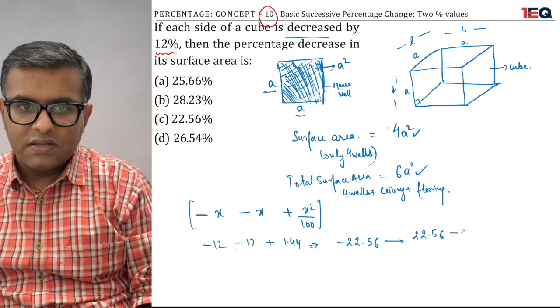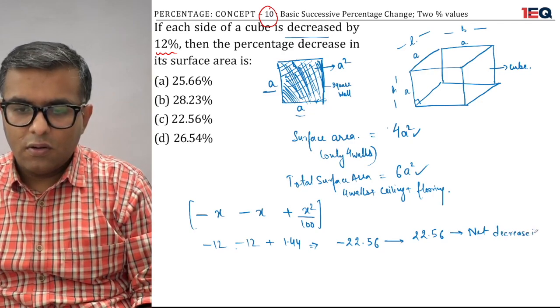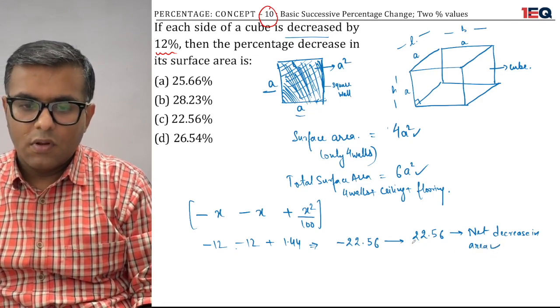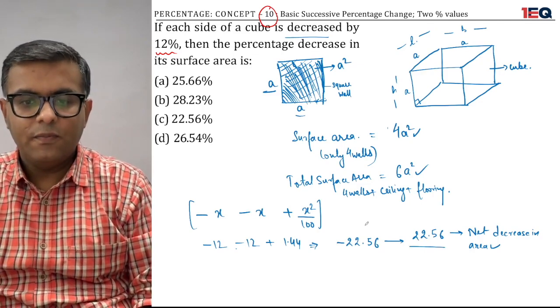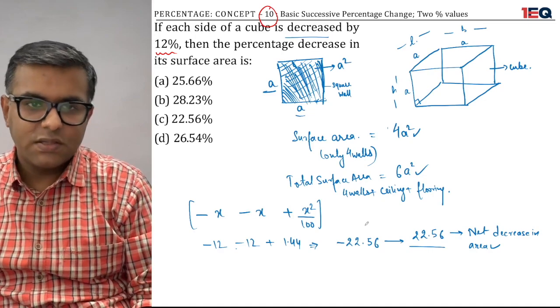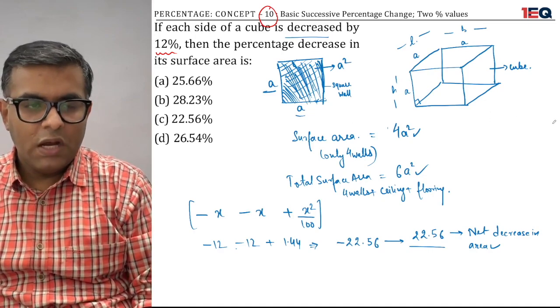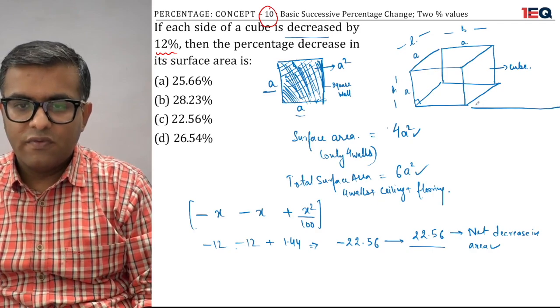Okay, so it means 22.56 is the net decrease in area. Okay, 22.56 is the net decrease in area. Now, about me solving this question using assumed values, I'll just help you with it.